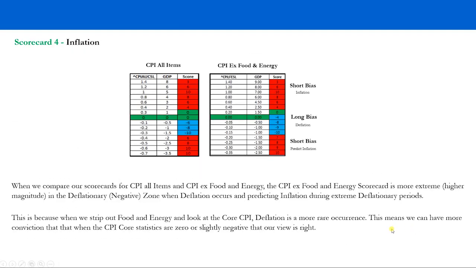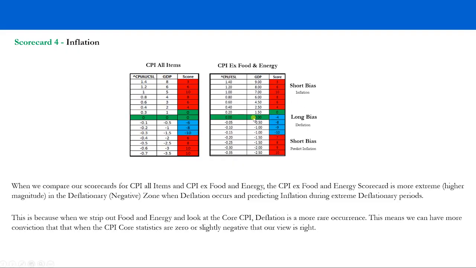Now, what we can do is we can start comparing the CPI ex food and energy numbers with the CPI all items, so including food and energy numbers. And what we find on our scorecards, when we compare them, is that the ex food and energy scorecard is more extreme or higher in magnitude in the deflationary or negative zone. So when deflation occurs, we can see that the numbers here are higher in magnitude than the numbers here when we look at the scorecard for CPI all items, including food and energy.